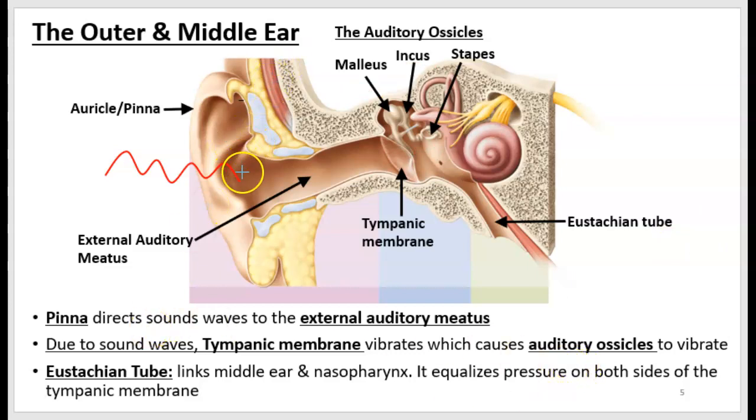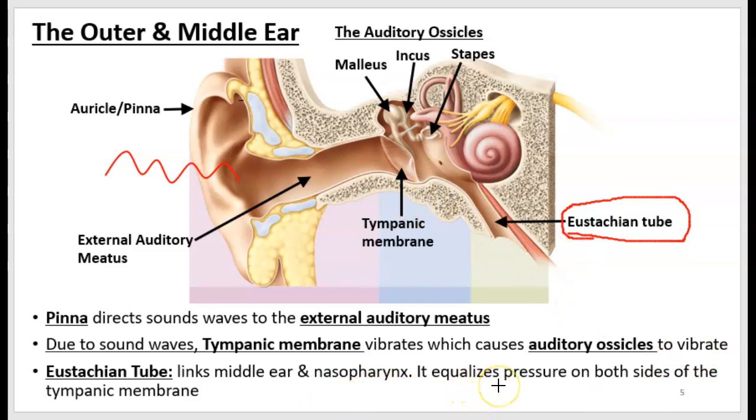So for the outer ear, we have the auricle and the pinna and the external auditory meatus up to the tympanic membrane. And then in the middle ear, we've talked about the tympanic membrane and the auditory ossicles. There's one other structure that I'd like to point out in the middle ear called the eustachian tube. The eustachian tube is like a canal between the middle ear and our pharynx.